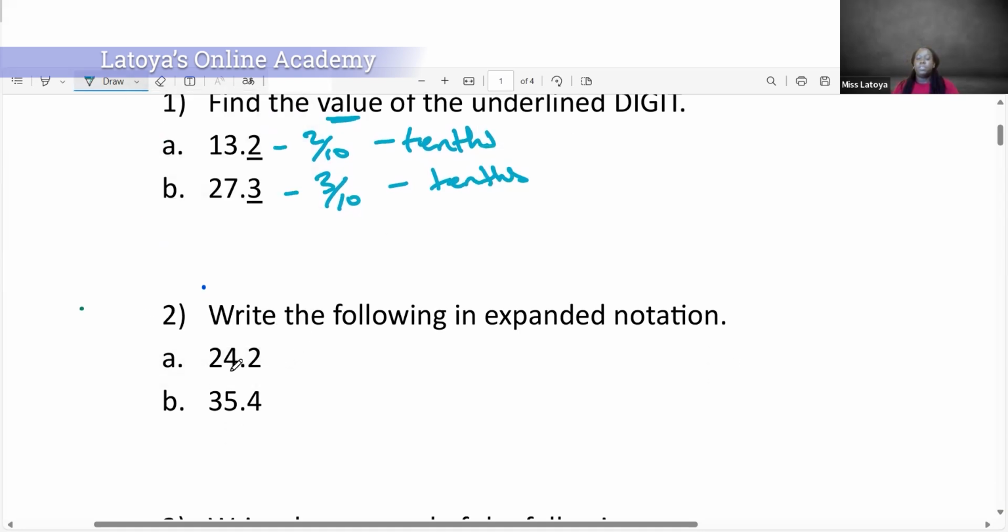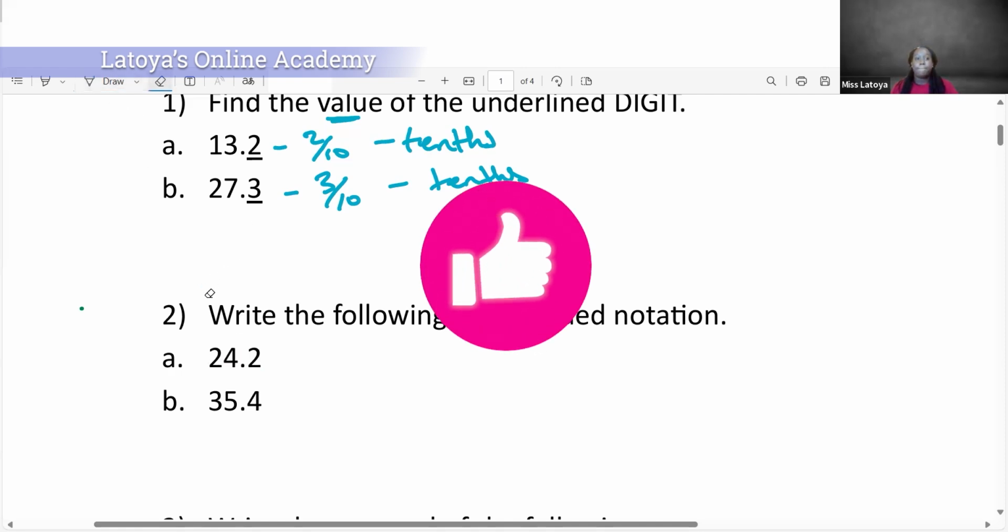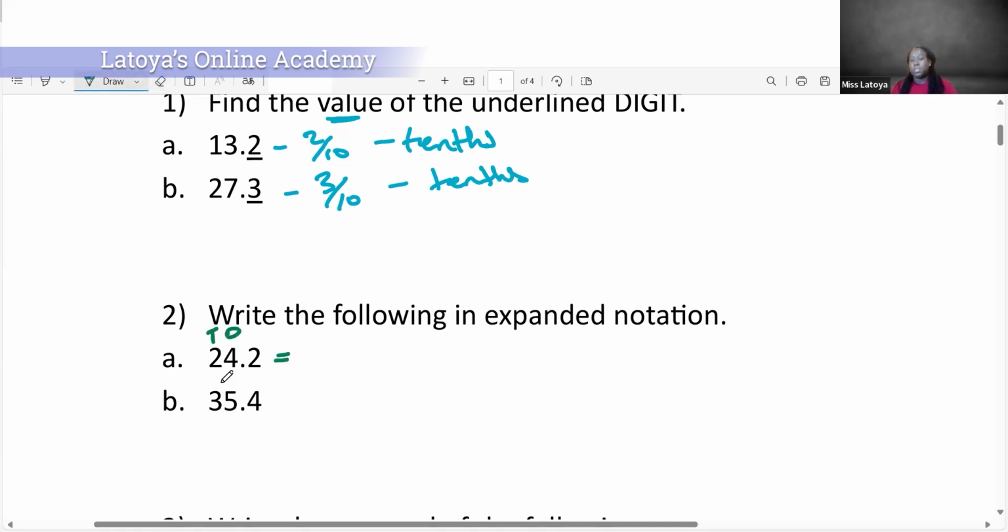Write the following in expanded notation. So this is 24.2, or 24 and 2 tenths. If you're having difficulties reading your decimal numbers and you're referring to this 2 as hundredths or mixing things up, put your finger and block off the number, from the point and after. So all you would see now is 24, and you would not make mistakes expanding that.